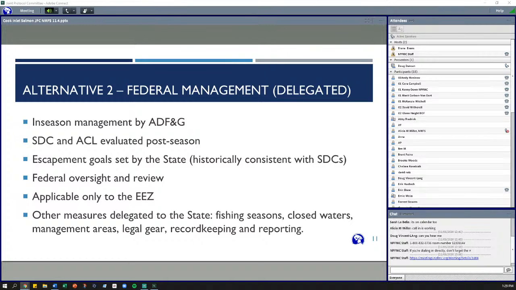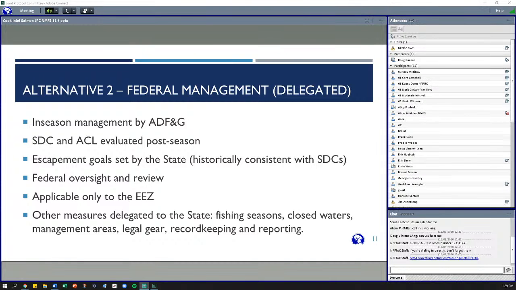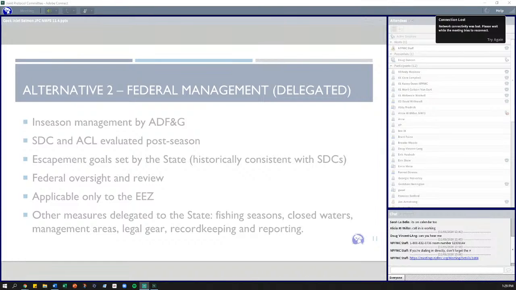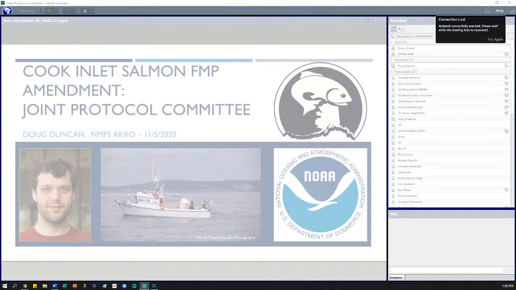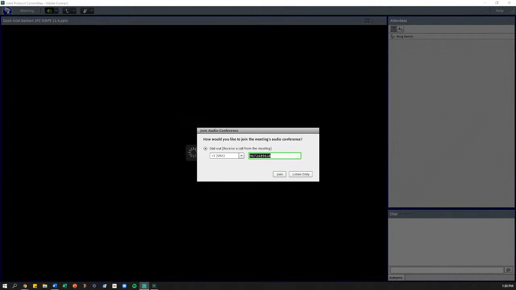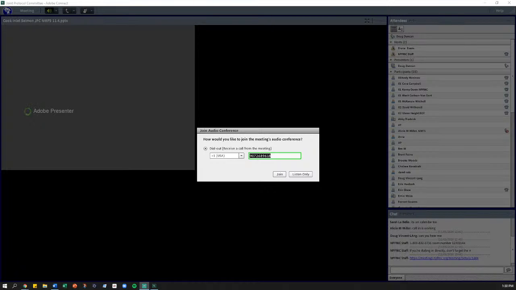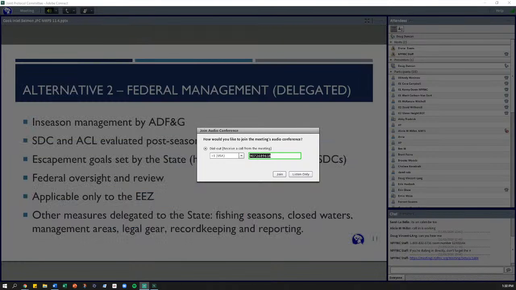Through the annual council process and in the appeals process, there would be federal oversight and review of state management action in the Cook Inlet EEZ. Again, this is applicable only to the EEZ and not the fishery that occurs in state waters. Measures delegated include the designation of fishing seasons, closed waters, management areas, legal gear, and record keeping and reporting requirements.